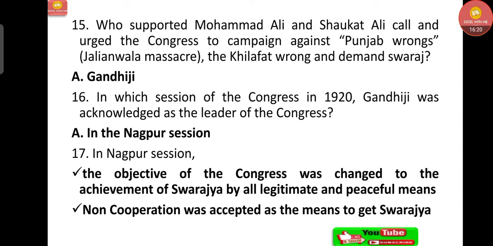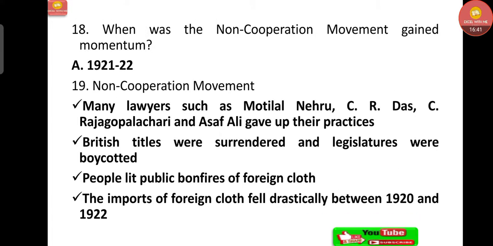In which session of the Congress in 1920 was Gandhiji acknowledged as the leader of the Congress? That was in the Nagpur session. Now let's see the facts or statements related to the Nagpur session. The objective of the Congress was changed to the achievement of Swaraj by all legitimate and peaceful means. Non-cooperation was accepted as the means to get Swaraj. These were the two statements.